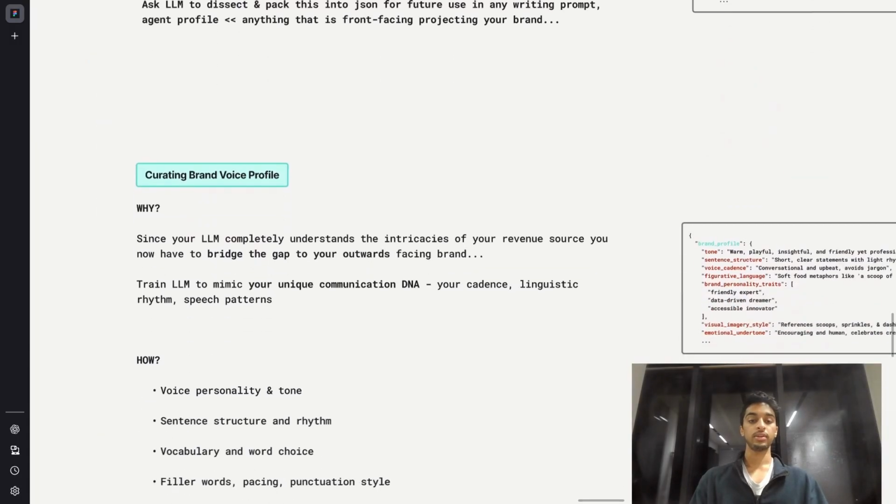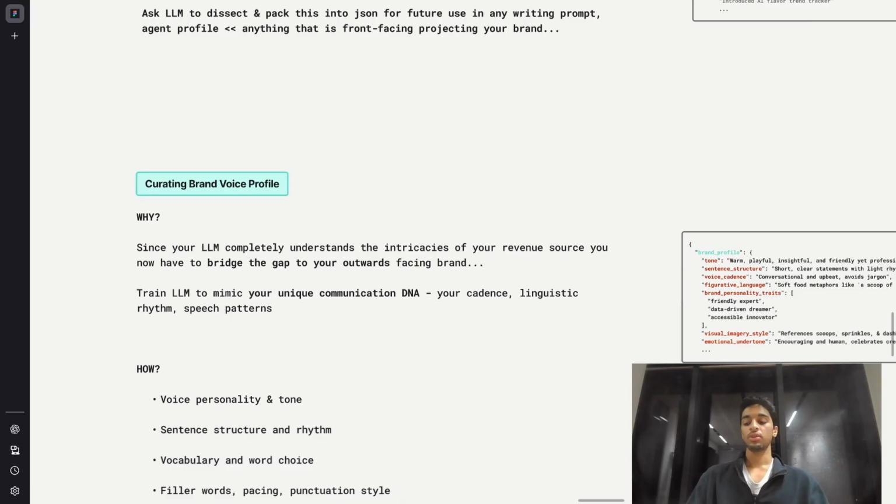Okay, next we have the brand voice profile. This is very important because now that we have given enough information about our offer, about the way we reason, the way we think, we need to bridge that gap to the outward facing side of your brand, especially if you have a personal brand. This is very important to keep your tone and your coherency and the way you speak up to date with the AI as well.